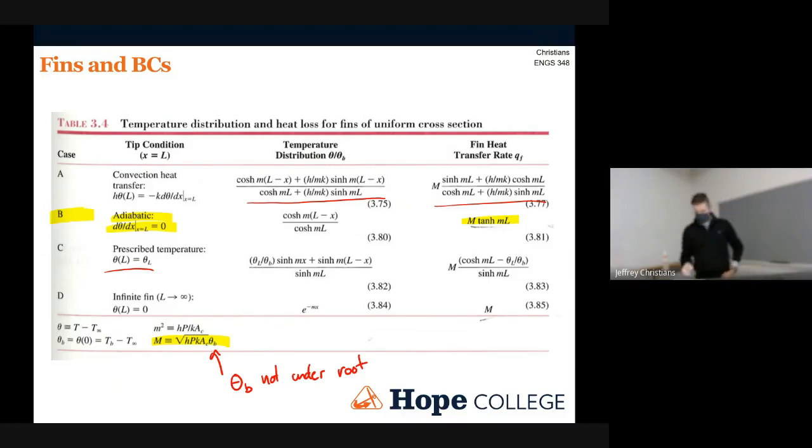And then the last one, you could have an infinite fin where the temperature at the end of the fin has become the surroundings temperature. So that's the easiest one. There's just going to be an exponential decay of temperature down that fin, right? E to the minus mx, just an exponential decay. And the fin heat transfer rate then is just this term, capital M.